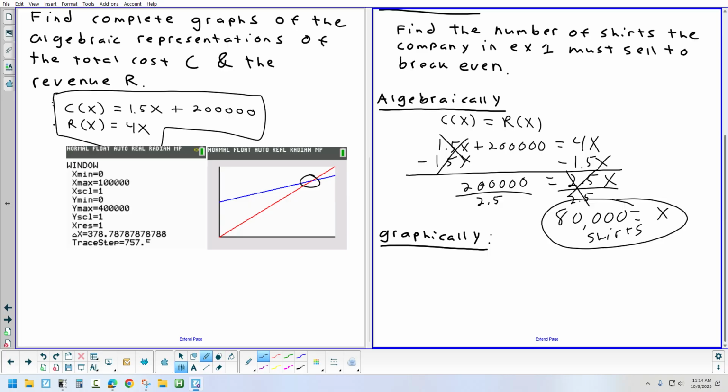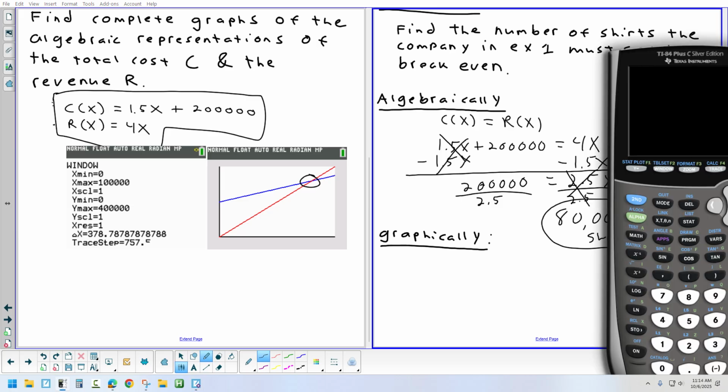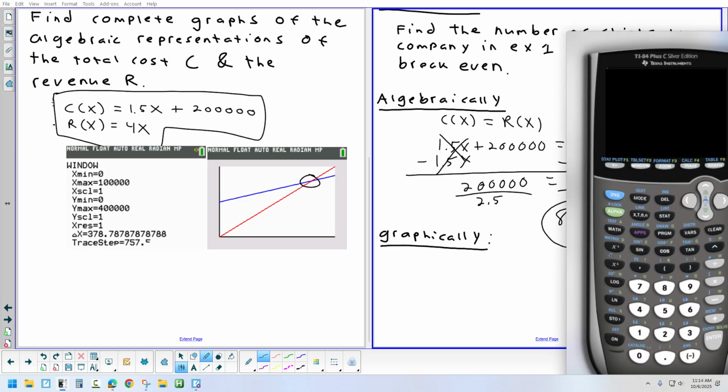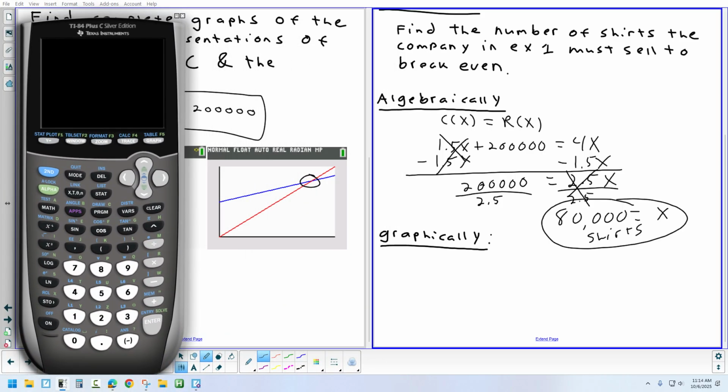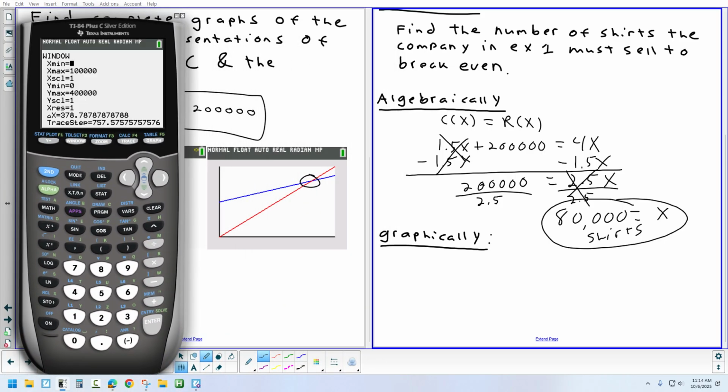Okay. Now let's look at the same problem, but this time we'll do it on the calculator. The calculator can automatically figure out where those two lines cross. Okay, have we done that before? To find where two lines cross, how do we do it? What do you have to press?